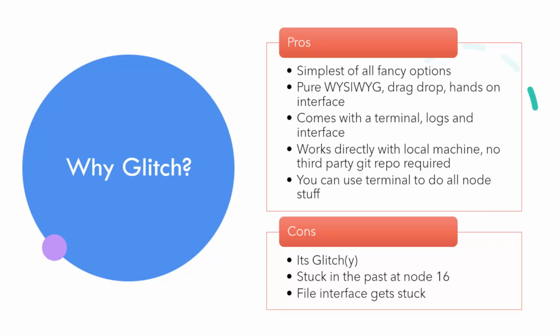I'll start by going over why I chose Glitch and not some fancy cloud-based provider like Render, Vercel, Heroku, etc. The primary reason for choosing Glitch is that we are learning and not properly deploying, and Glitch is the simplest interface to work with. It's a pure what-you-see-is-what-you-get style, drag-and-drop based interface, which comes with a preview, logs, and most importantly, a terminal to play around with using command lines.